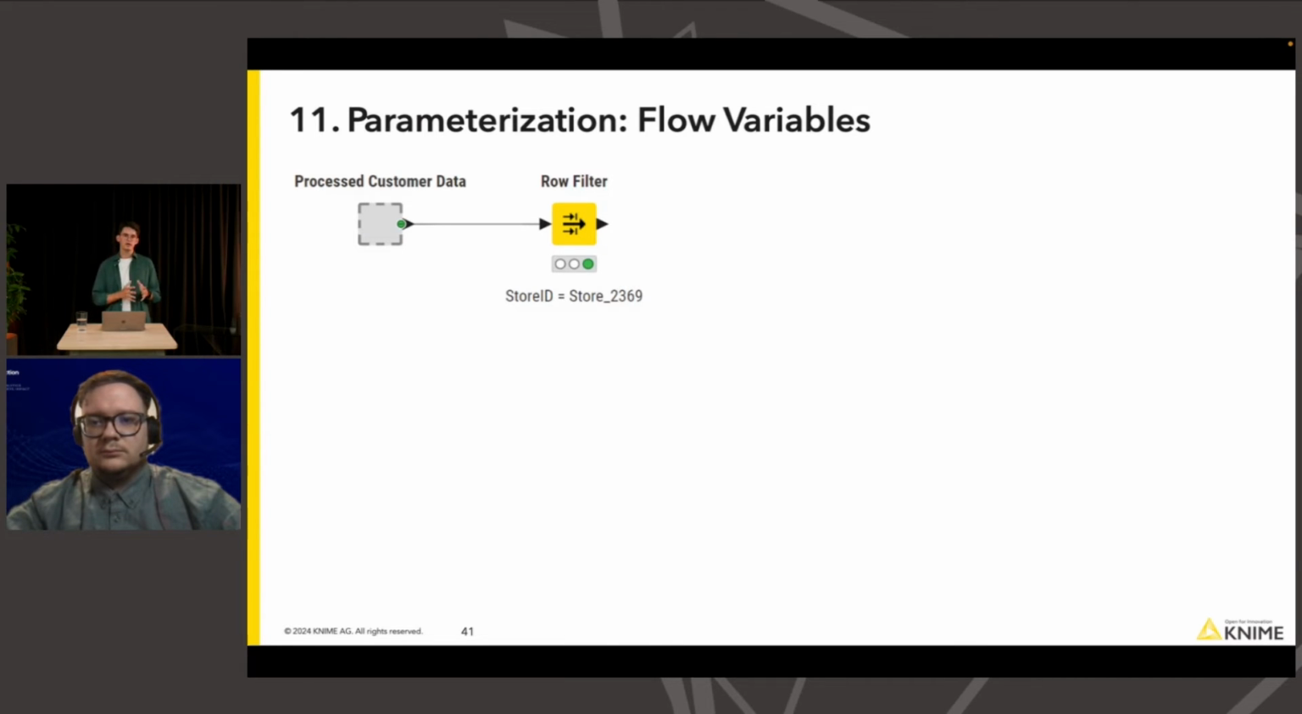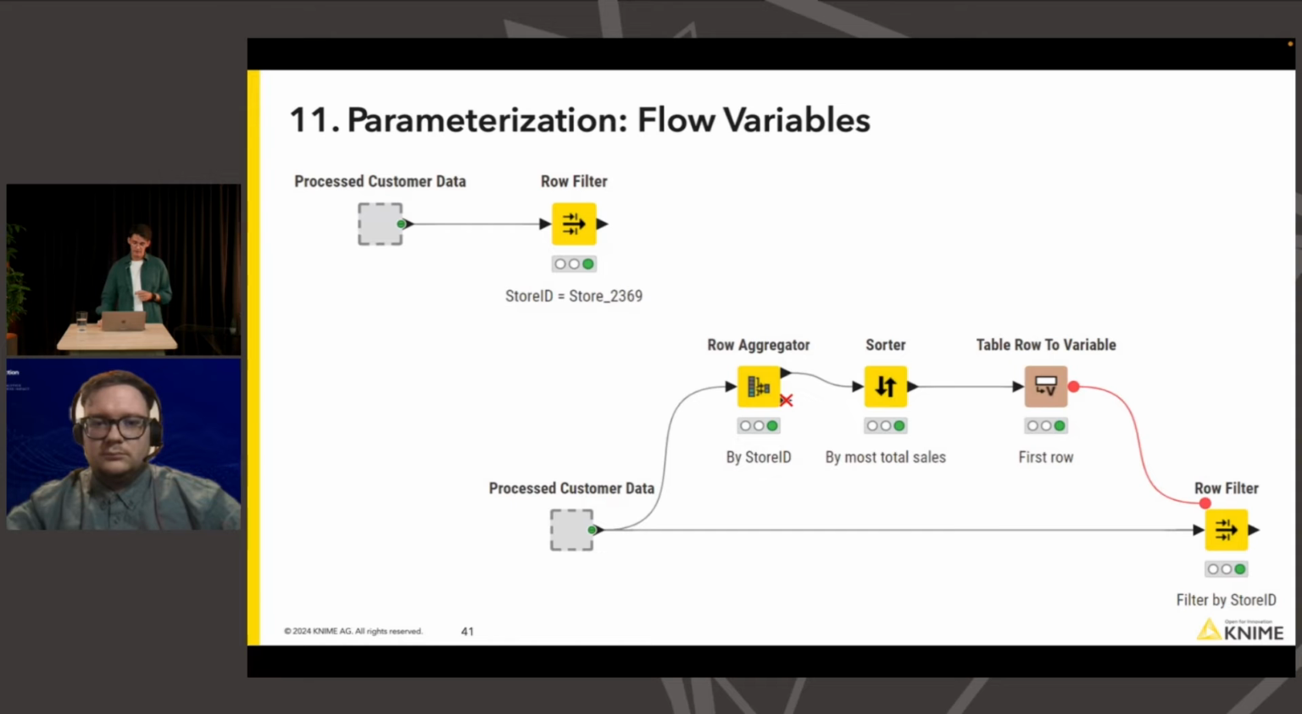Now, what happens if you get new data in every month? Normally, you have to go and manually change the configurations of your nodes in order to choose the correct store. Now, with flow variables in KNIME, you have the following option.